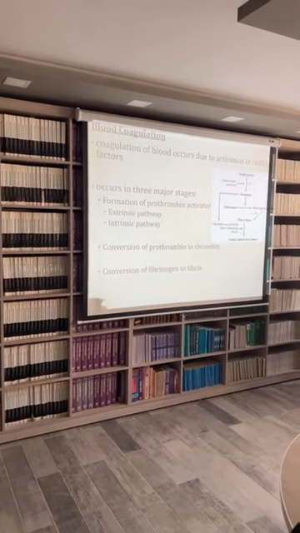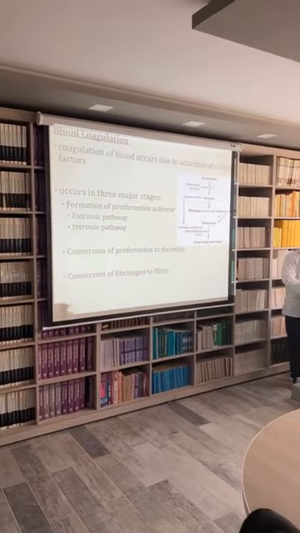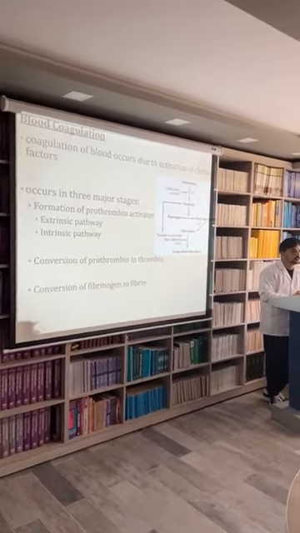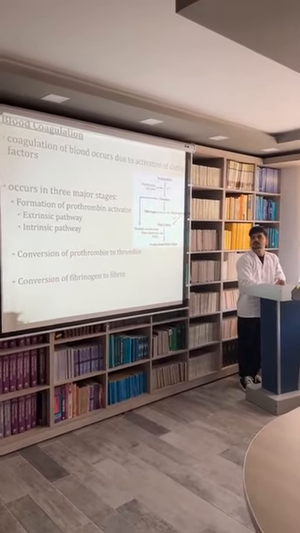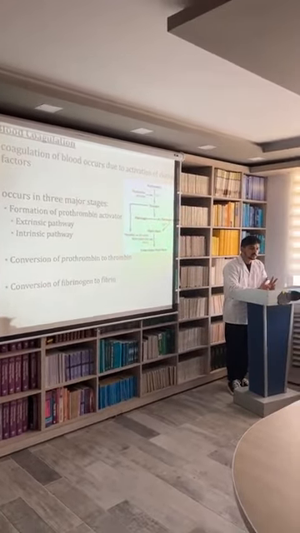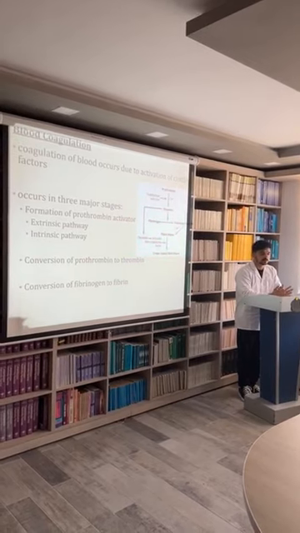Now blood coagulation. Blood coagulation mainly occurs due to the platelet activation factor, and it occurs mainly in three stages. The first stage is the formation of the prothrombin activator, in which there are two pathways, the extrinsic pathway and second the intrinsic pathway. Then there is a conversion of prothrombin to thrombin, and last there is a conversion of fibrinogen to fibrin.